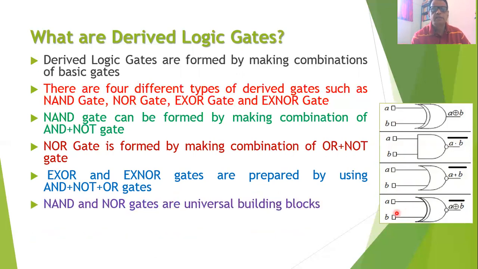You will find that these gates are very useful. Say for example, the NAND gate and NOR gates are being called as the universal building blocks. That is, it is possible to build any basic gate by using only NAND gates, or it is possible to build any basic gate by using only NOR gates. And therefore, these two gates are being called as a universal building block. That is, it is possible to construct any digital circuit by using only NAND gates or by using only NOR gates.